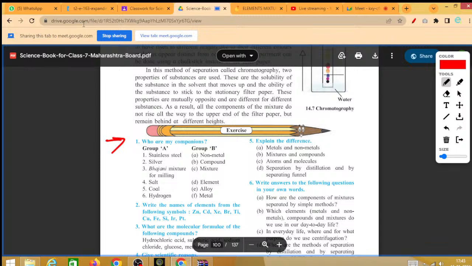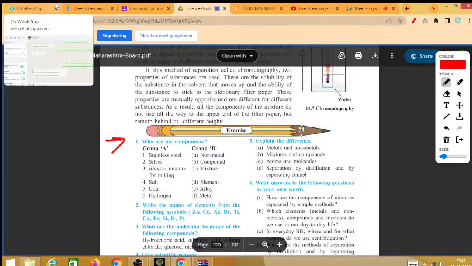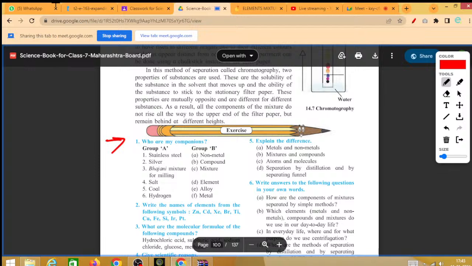Group A, stainless steel. It is not made of only one thing. It is an alloy. Metals which are made up of more than one thing are called alloys. Okay. Alloy. Second one, Yukti. Silver.